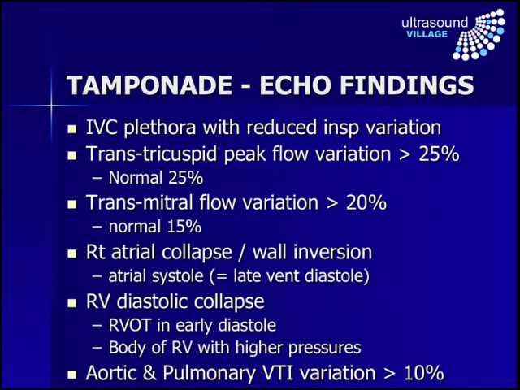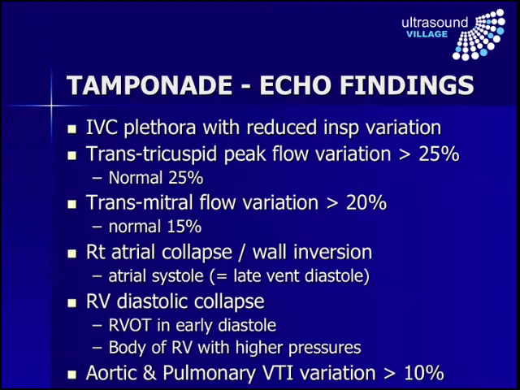So what do we actually see when we look with echocardiography? Well, this is the full list that you'll find in any of the echo texts. The IVC tends to be dilated and plethoric with reduced inspiratory variation. The trans-tricuspid peak flow variation is increased. Normally it's 25%. With tamponade, we get an exacerbation of these normal flow changes, and so it's more than 25%. The transmitral flow variation, which is normally 15%, increases, and so it becomes more than 20%. This is the flow variation between inspiration and expiration.